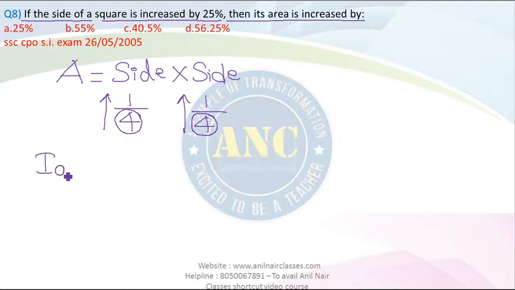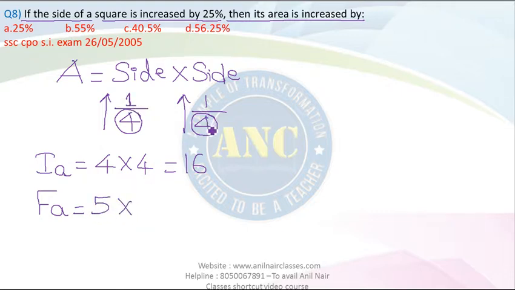Initial area, you don't need to write all these things, actually I am writing for your understanding. Initial area is 4 into 4, 16. What will be the final area? Final area will be, from 4 there is an increase of 1, so the side will become 4 plus 1, 5. Similarly the other side also becomes 5. 5 into 5 is 25. That means initial area is 16. Final area is 25. They are asking you the percentage increase in area.